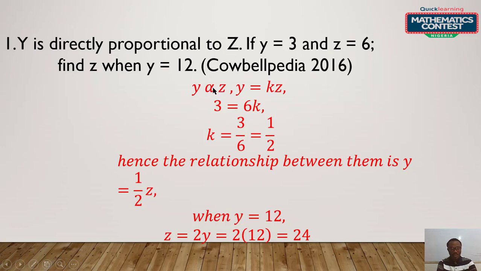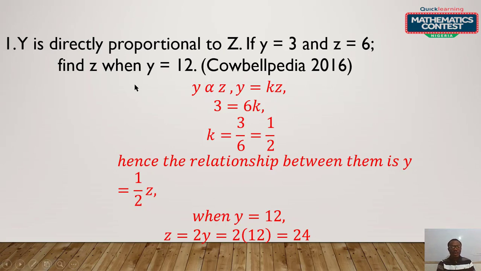Now, to remove this proportionality sign, we have to introduce a constant, and many times we use the letter k. So it means that y = kz. We have to get a constant of variation first. From the first statement, y was given to be 3, we keep 3 here, and z is given to be 6, we keep 6 here. So to get our k, it will be 3 divided by 6, which is 1/2. So the relationship between y and z is actually y = 1/2 z. Just the way there's a relationship between you and your dad.